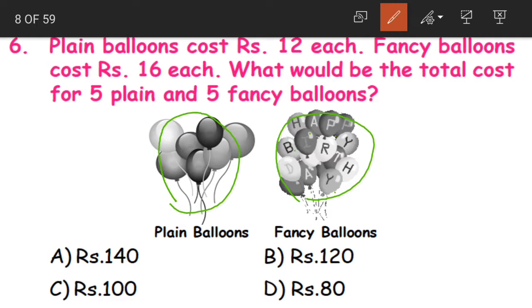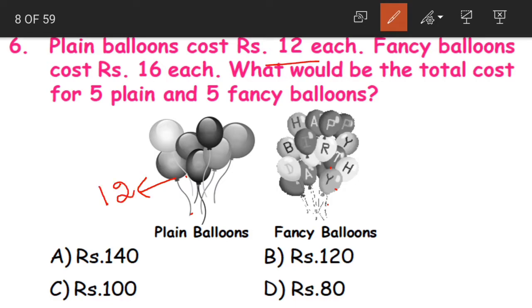Yes, and what are they saying? That the cost of the balloons differs. Plain balloons cost 12 rupees each and fancy balloons cost 16 rupees each. That means if you have to buy one plain balloon, the cost would be 12 rupees, and for one fancy balloon the cost will be 16 rupees.